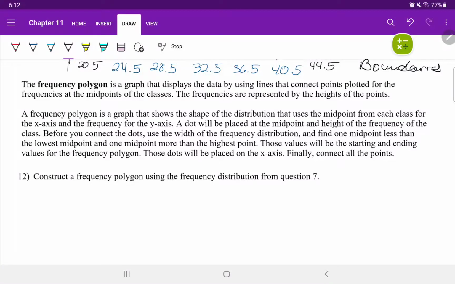Now, the next type of graph we're going to focus on graphing is known as a frequency polygon. A frequency polygon is a graph that displays the data by using lines that connect the points plotted for the frequency at the midpoints of the classes. The frequencies are represented by the heights of the points.